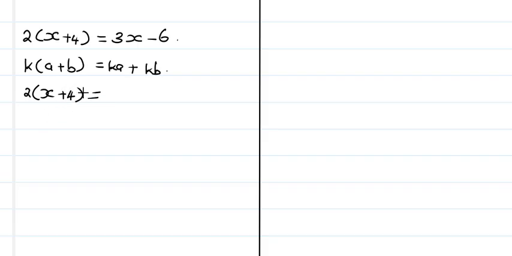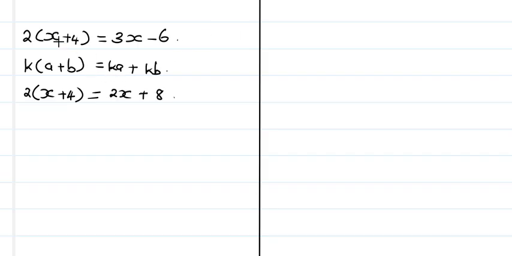But once we expand, it should look like this. I take 2 multiplied by x, the way we did here, k multiplied by a. So 2 multiplied by x will be 2x. As you can see, k was 2, and a took the place of x. Then again, plus 2 multiplied by 4, which will be 8. Because k, which was 2, multiplied by b, which in our case is 4, will be 8. And we have expanded the brackets.